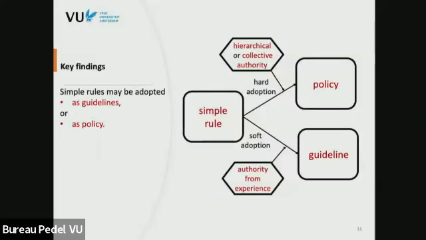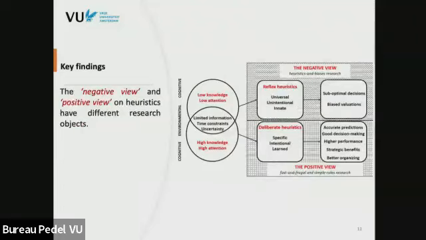Finally, we saw that these are institutionalized in two ways. The, let's say, hard adoption way is done under hierarchical or collective authority. So when the CEO or the boss says so, then it becomes policy, or through soft adoption under authority from experience. When a more experienced manager tells you this, then you take it as a guideline. Moving now to the why.